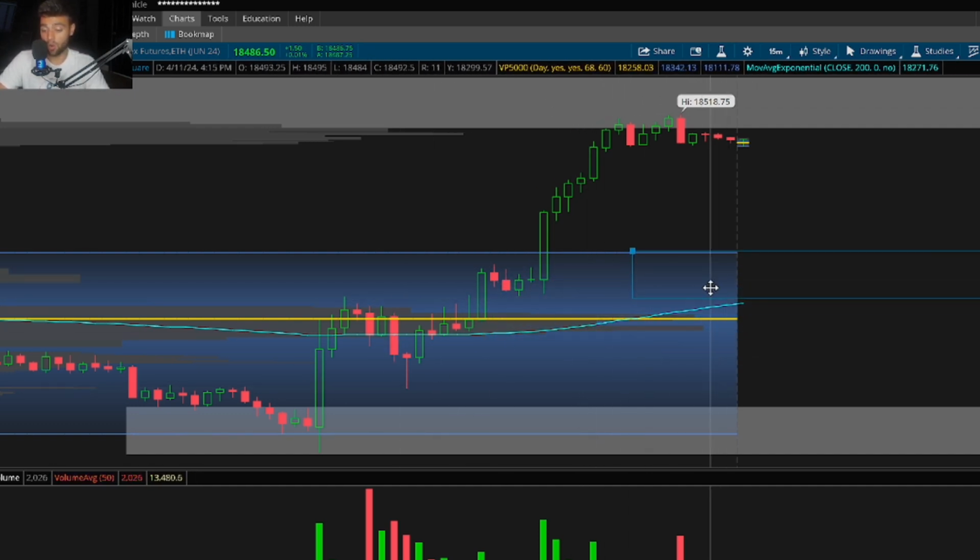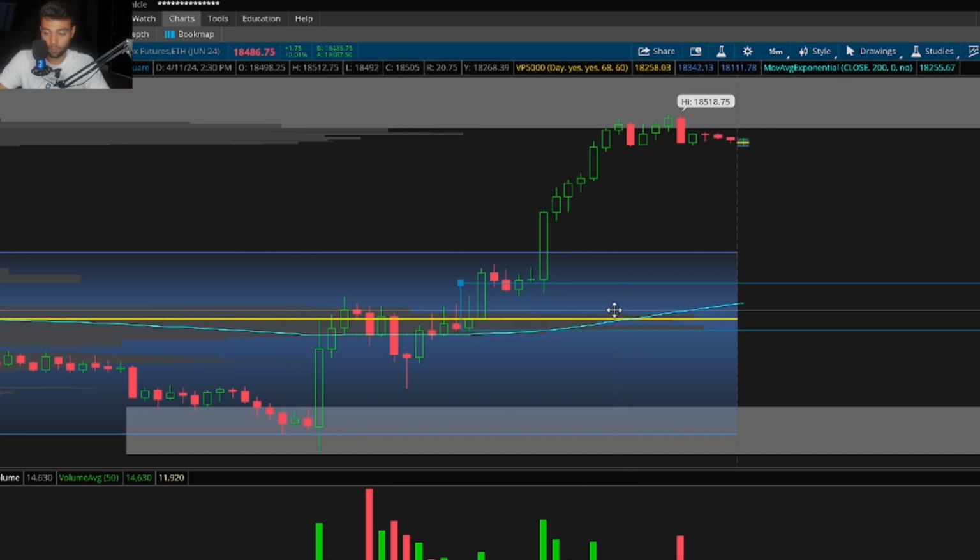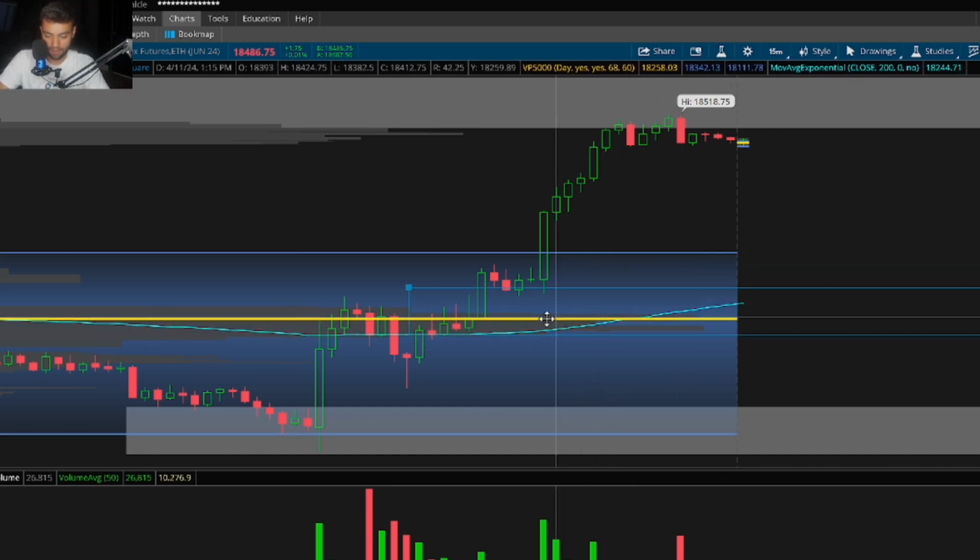So this day isn't over yet, so this VPOC line could change. Let's just pretend this day is over. What I like to see here is a little consolidation before an aggressive move up with continuation. So I'll then go and draw this zone because now it collides with the VPOC.